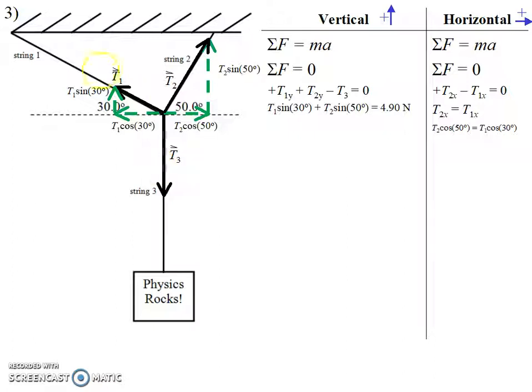In other words, the two vertical components of the tensions here and here have to balance out the downward pull of the tension there, which really comes from the downward pull of gravity. But it is tension. It's not mg. It is tension here because it's a string pulling down from the knot.